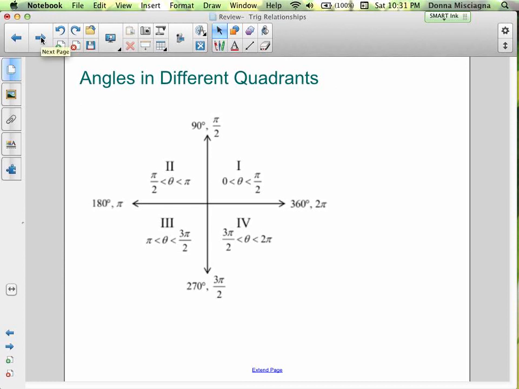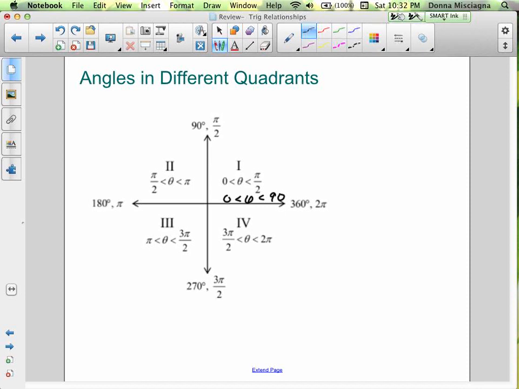Right, so the angles in different quadrants. I'm also going to add the degrees here as well. If we have an angle that is between 0 and 90 degrees, or 0 and pi halves, the terminal side of the angle lies in the first quadrant.